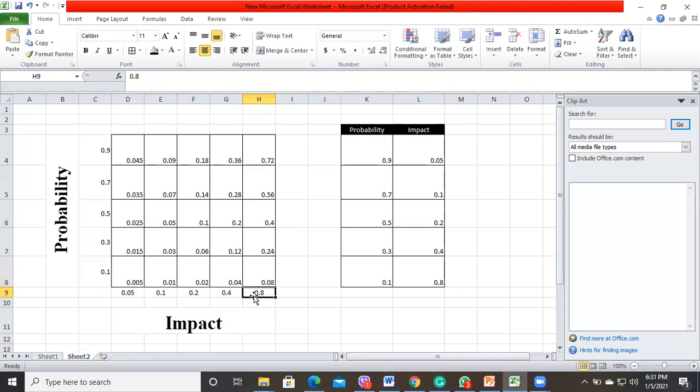Now, if you go through these scores, you can identify here it's 0.5, 0.005, and here it's 0.72.